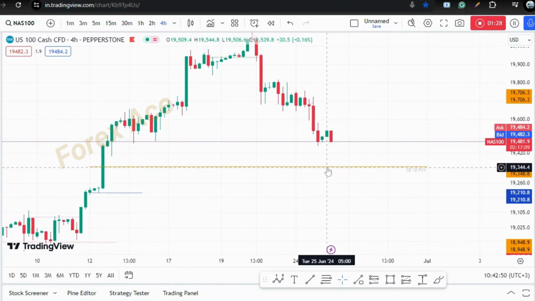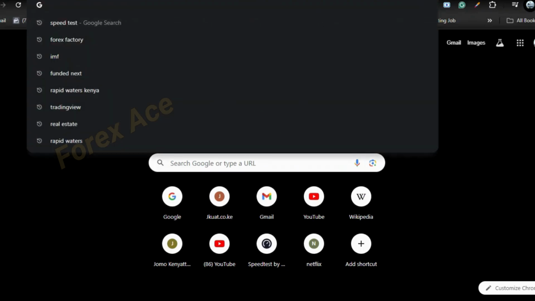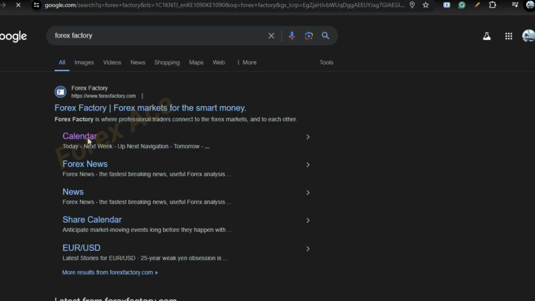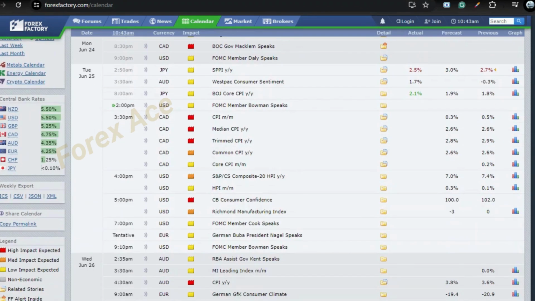You can see we are selling. We are coming to this zone. But today, I don't know. Let me just check the economic calendar. So the first thing to do in the morning is always to look at the calendar so that you can know what will be the drivers of the market.